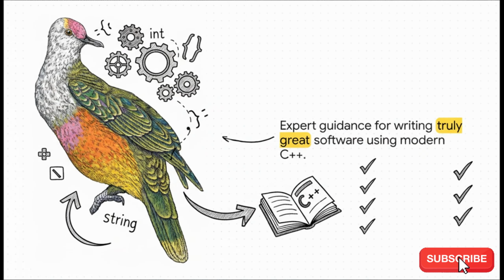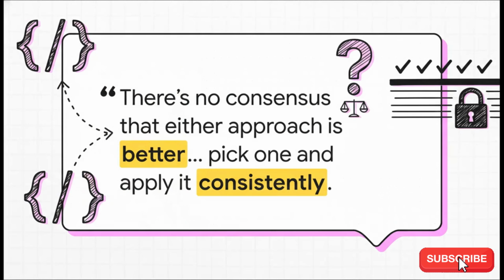Now, hey, don't just take my word for it. This advice is echoed by the absolute experts in the field. Scott Meyers' landmark book, Effective Modern C++, dives deep into exactly these kinds of topics. It's basically the go-to guide for writing great software with modern C++. But here's what's really interesting. Even an expert like Meyers admits that there's no single perfect answer. He points out that both styles have their pros and cons. So what's his ultimate advice? Pick one style, it doesn't matter if it's braces or parentheses, and just be consistent.